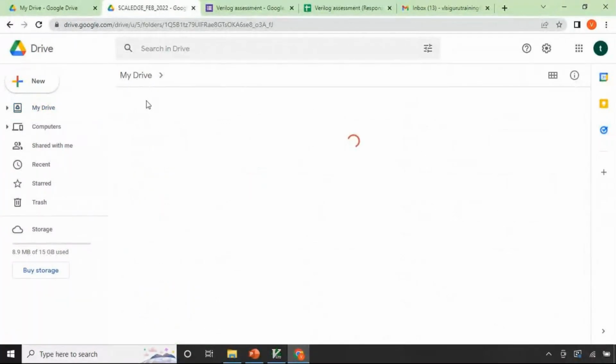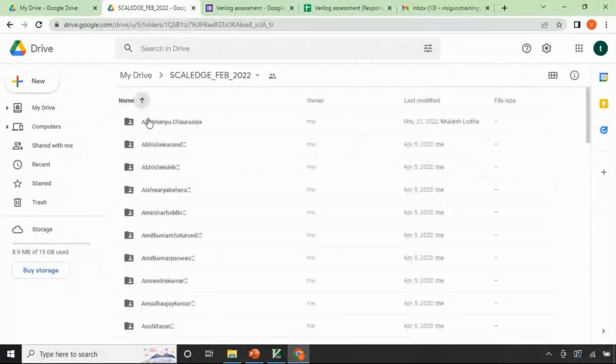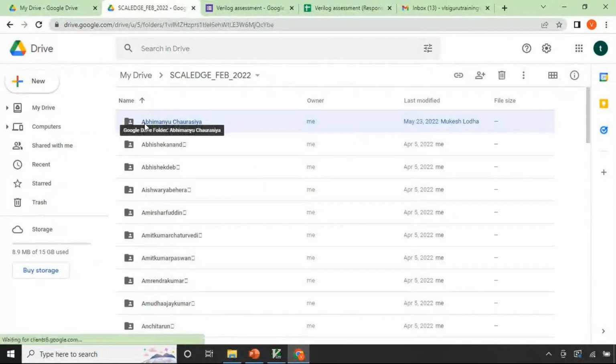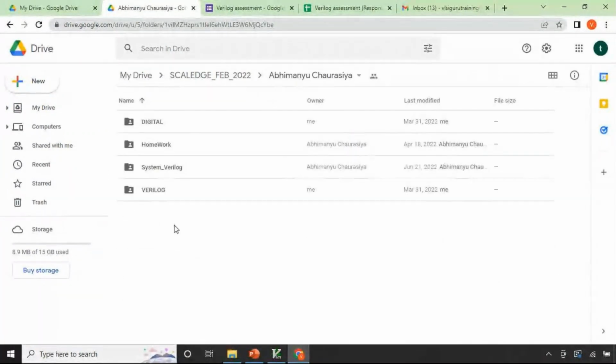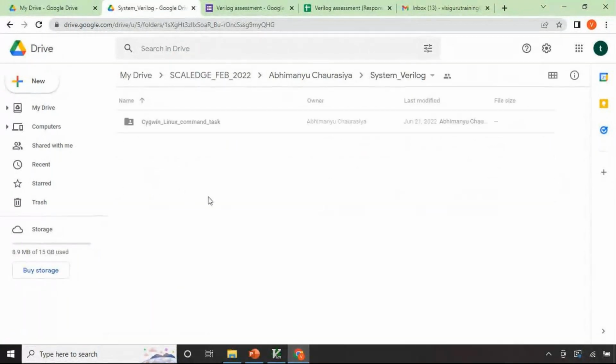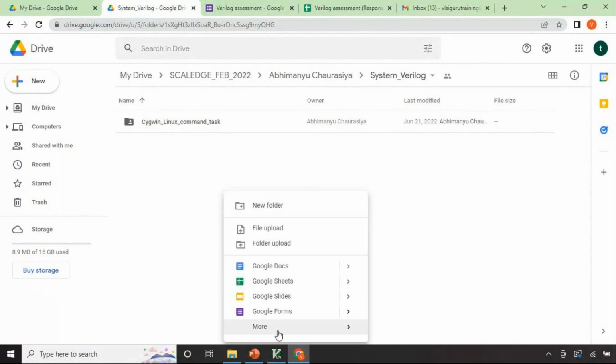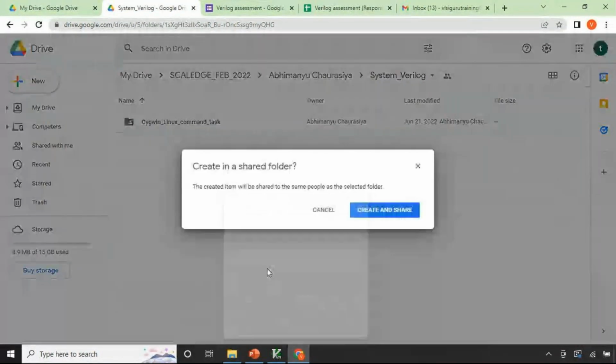What I want you to do is, let's say I go to any specific folder. You create one folder, let's say you went to System Verilog. You create one folder called live class Google Docs. Everyone, you should be able to do this, right? Because you have the permission, right?